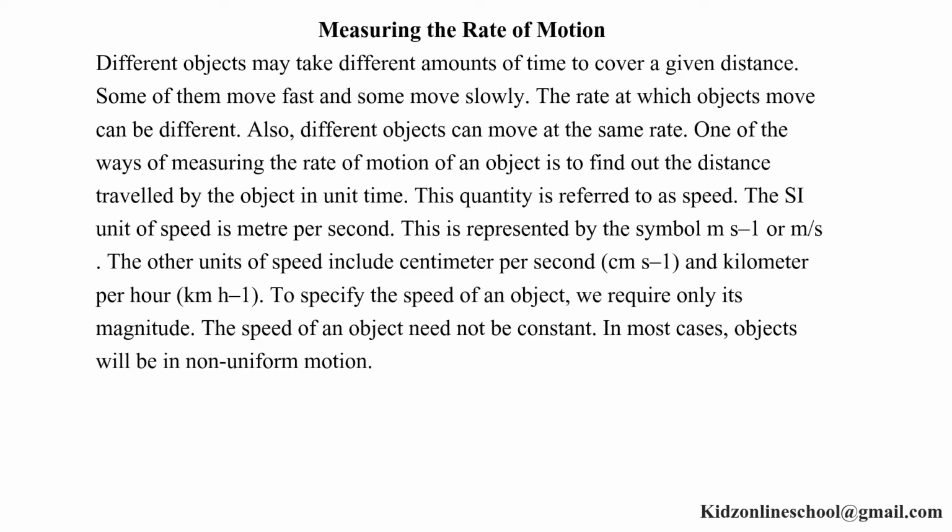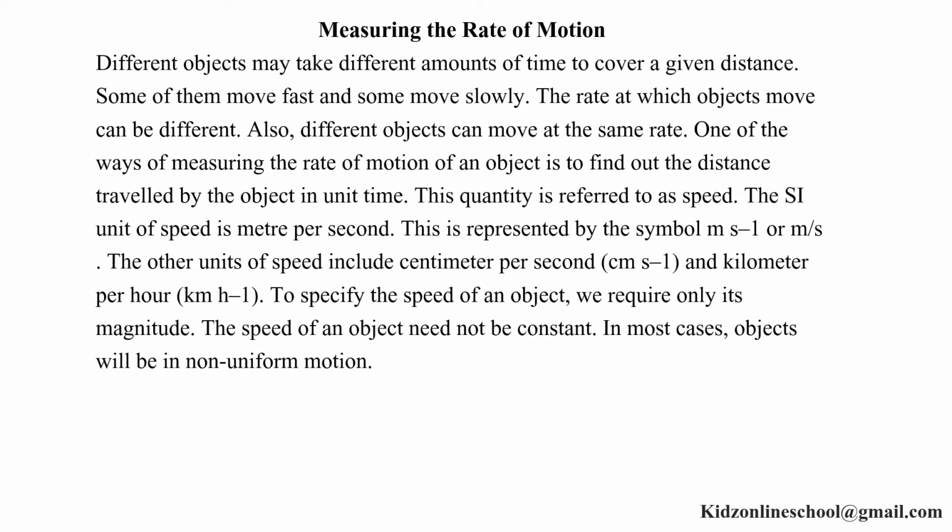One of the ways of measuring the rate of motion of an object is to find out the distance traveled by the object in unit time. This quantity is referred to as speed. The SI unit of speed is meter per second. This is represented by the symbol m/s. The other units of speed include centimeter per second and kilometer per hour.